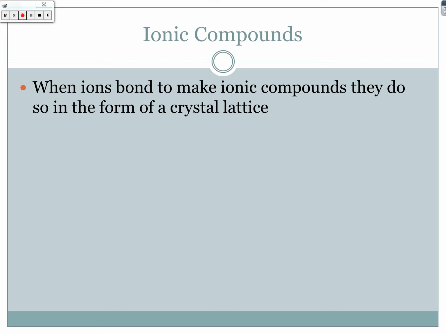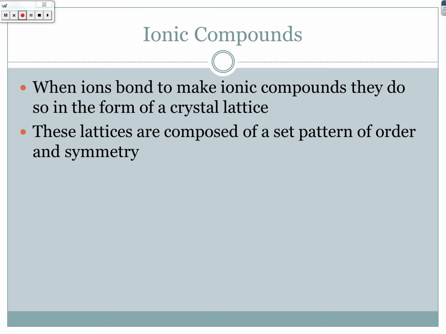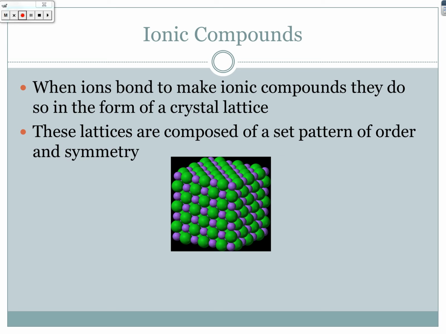So let's talk a little bit about ionic compounds. One of the things to note is that ionic bonds make ionic compounds, and they do so in the form of a crystal lattice. These lattices are composed of a set pattern and of order and symmetry. So they're very linear and very orderly and very strong. So this, for example, would be a sodium chloride. This is what scientists typically model atoms as, this is 1 sodium for every 1 chlorine. Or sorry, 1 chlorine for every 1 sodium.